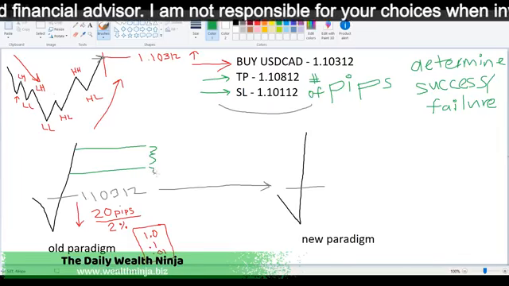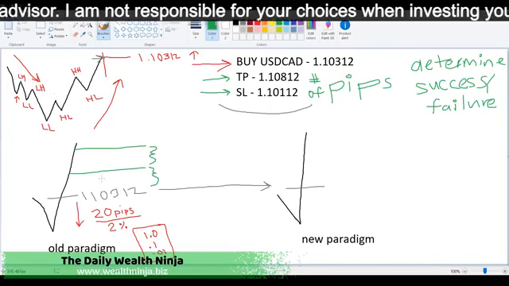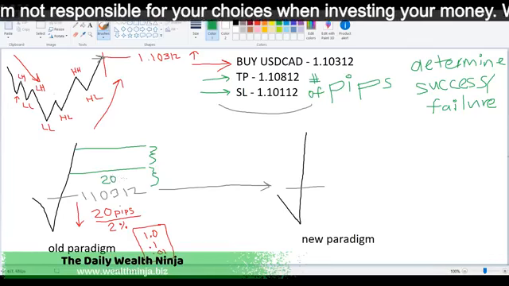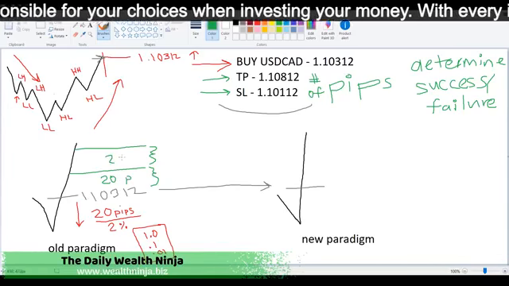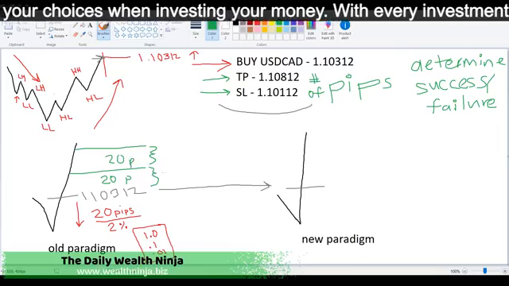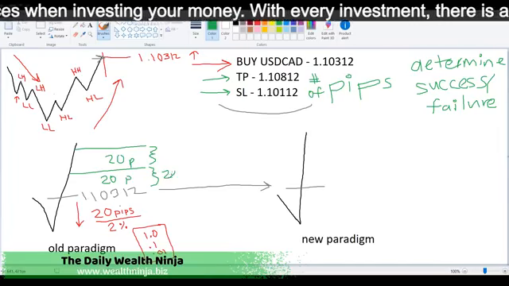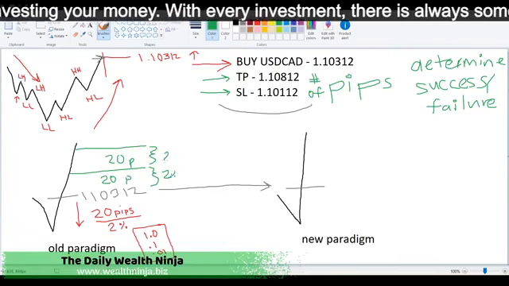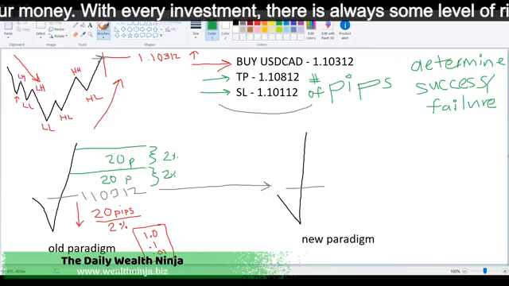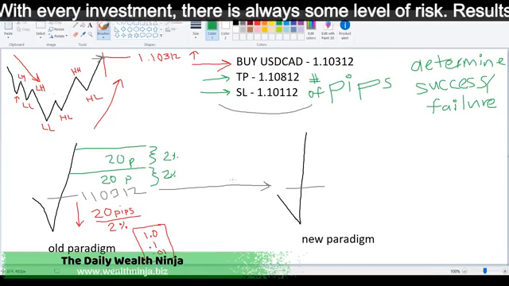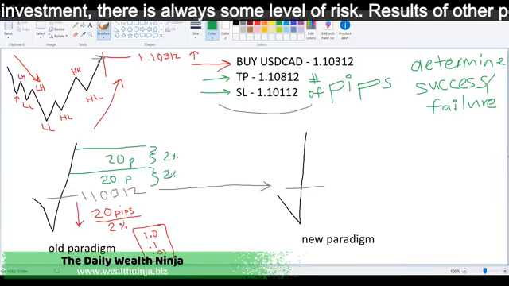There we go. So you would have to make 20 pips here, and 20 pips here to get an additional 2% per item here. Now this could be 50, this could be 100, whatever the case may be, but I'm just using 20 pips for now to show you what I'm talking about.